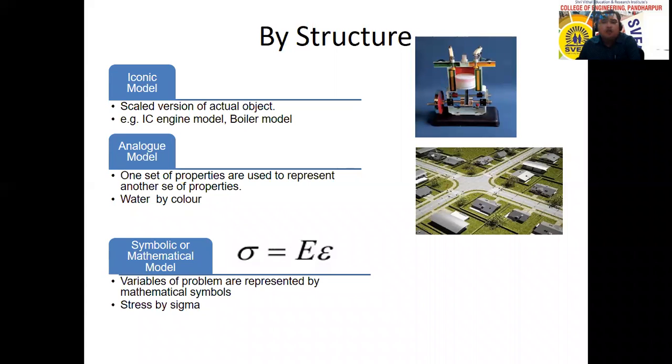Then the analogous model. What do you mean by an analogous model? One set of properties is used to represent another set of properties.